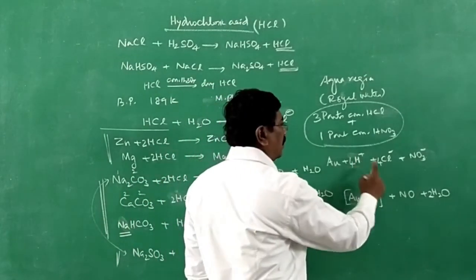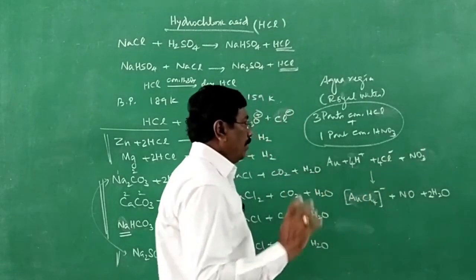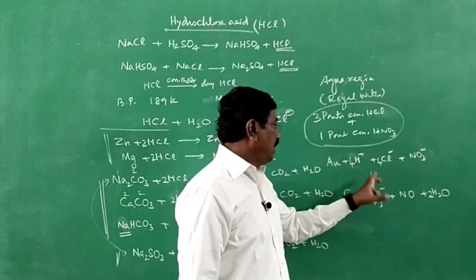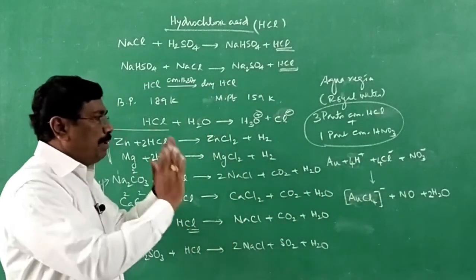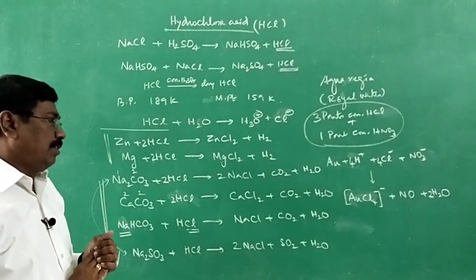4 plus and 4 minus are nullified, leaving 1 minus. So totally 5 negative charges and 4 positive charges, therefore 1 negative charge on each side. Balanced. A simple balanced equation, an ionic equation we have given.